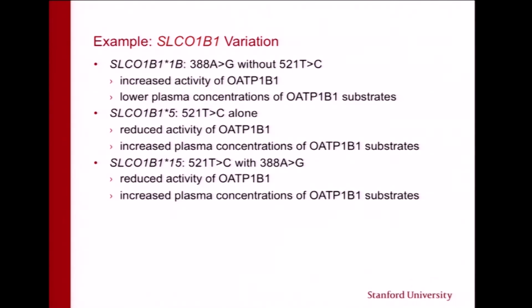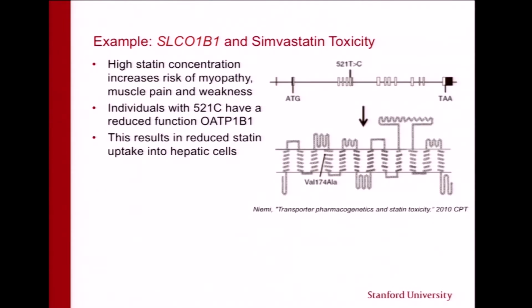So you'll see that the STAR1B haplotype results in increased activity of the transporter and lower plasma concentrations of any of the substrates, including simvastatin. The STAR5 and the STAR15 haplotypes result in reduced activity of the transporter and result in increased plasma concentrations of simvastatin. So how do we see this in activity?